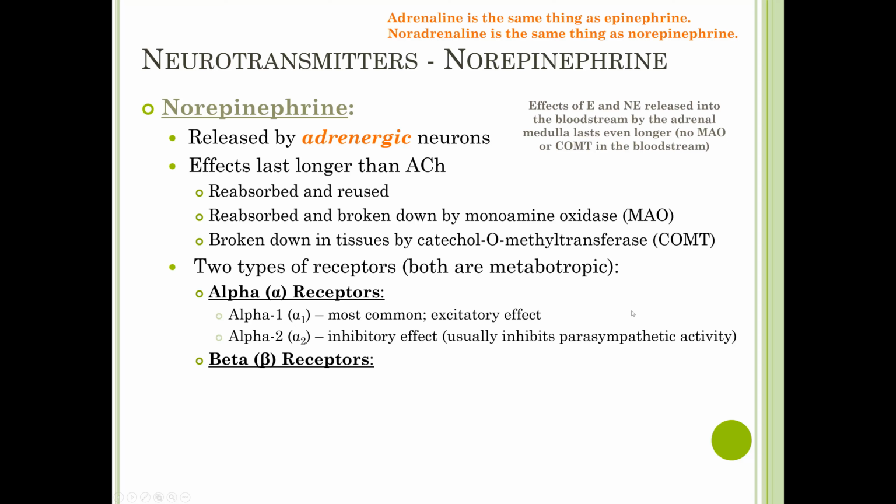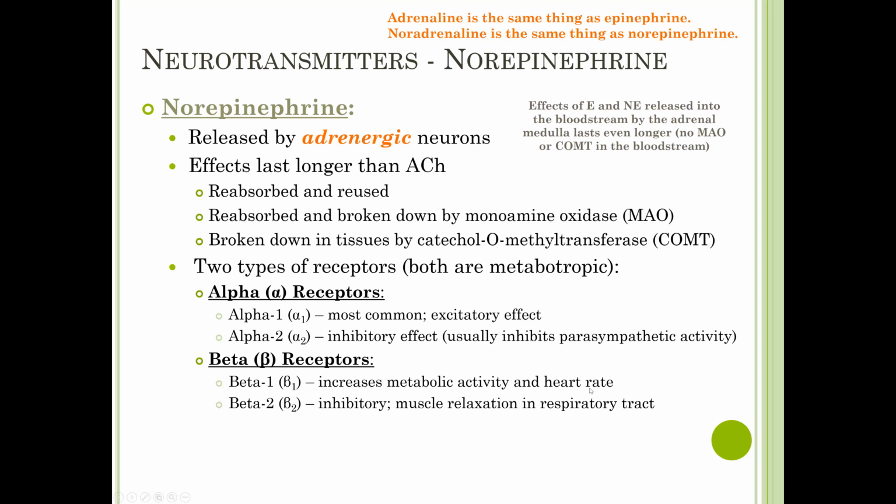Then there are also beta receptors. The beta 1 receptor increases metabolic activity and heart rate, which can increase blood pressure. The beta 2 receptor is inhibitory, and its inhibitory role is usually to cause muscle relaxation, specifically smooth muscle relaxation in the respiratory tract. This allows dilation of the passageways going into the lungs. There's also a beta 3 receptor found in adipose tissue, and stimulation of this receptor causes the breakdown of stored triglycerides, or stored fat.